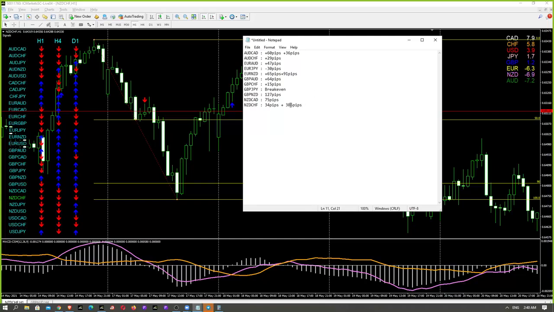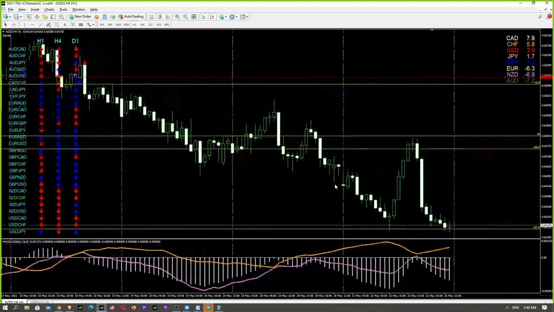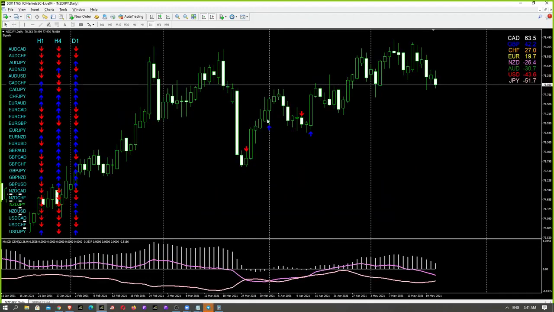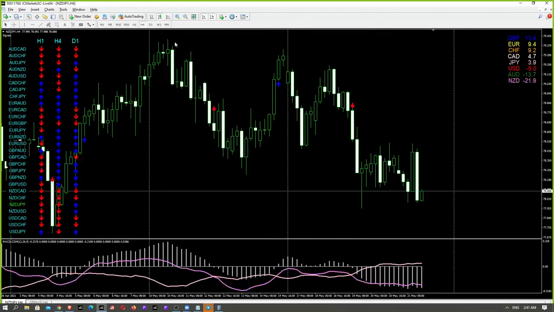Or let's just put 38 pips here for NZD CHF. Then now let's go to NZD JPY. The general trend for NZD JPY was buy since last week, but however, it was sell this week. So as usual, H4 and D1 have opposite signals. We won't be entering NZD JPY.